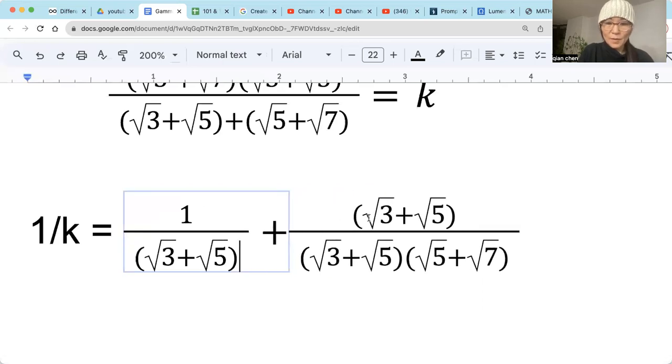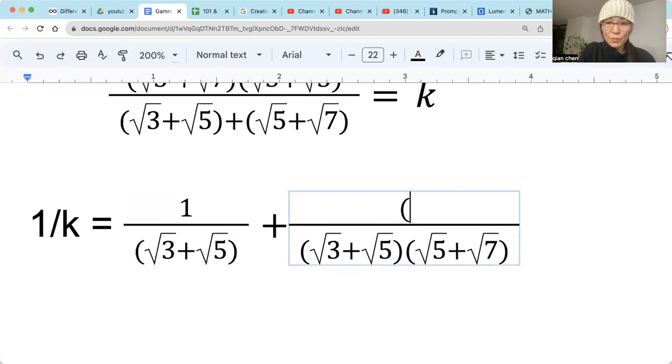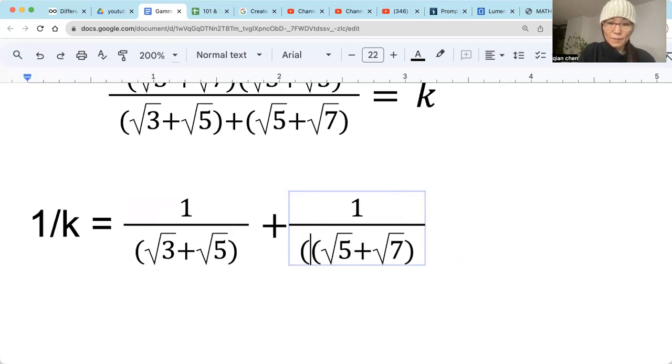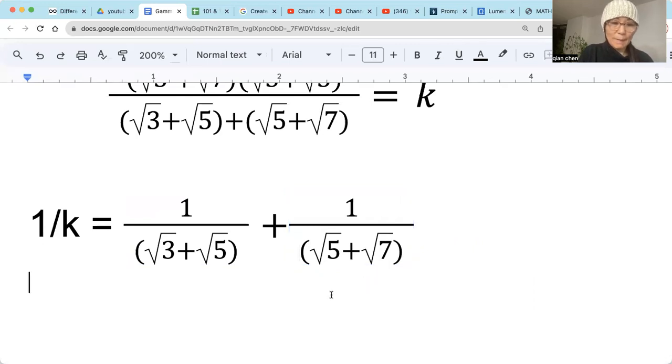Okay, and same thing for this one. Square root of 3 plus square root of 5 divides itself, becomes 1. Now I have this. But this is 1 over k. If I want to solve for k, I need to have 1 denominator.